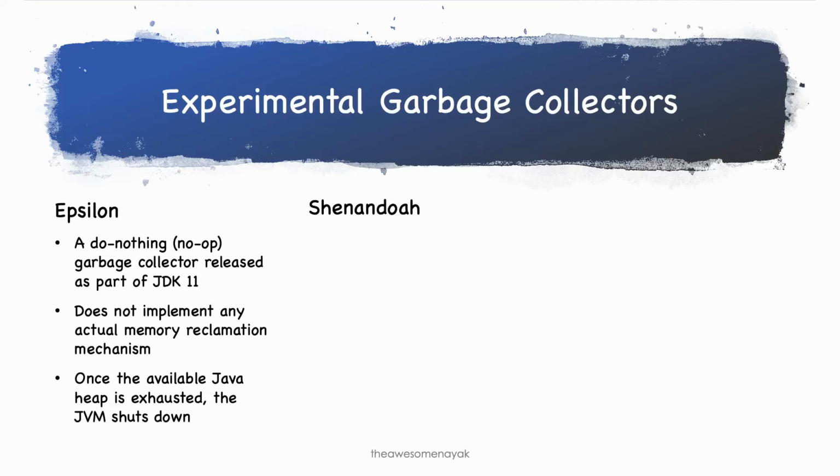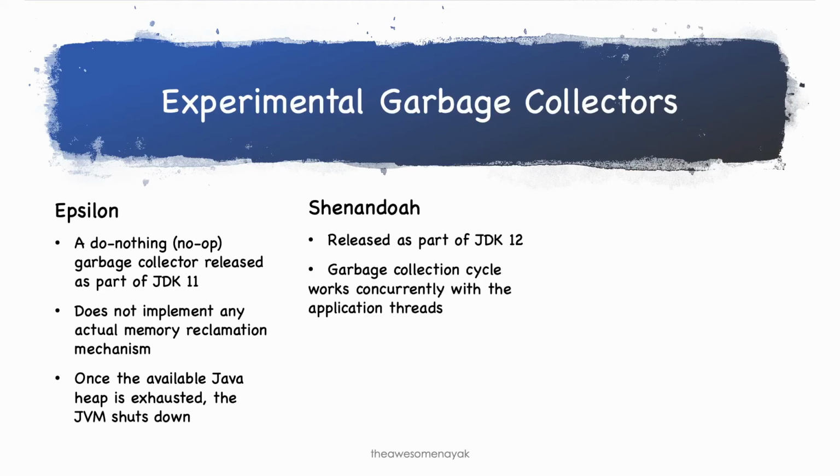Shenandoah. Shenandoah is a new garbage collector that was released as part of JDK 12. Shenandoah's key advantage over G1 is to do more of its garbage collection cycle work concurrently with the application threads. While G1 could evacuate its heap regions only when the application is paused, Shenandoah can relocate objects concurrently with the application. It can compact live objects, clean garbage, and release memory back to the operating system almost immediately after detecting free memory. Since all of this happens concurrently while the application is running, Shenandoah is more CPU intensive than G1.